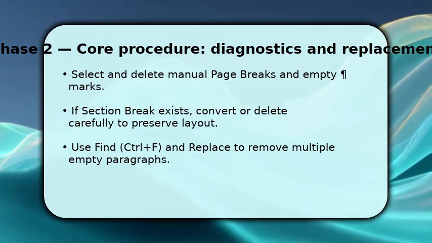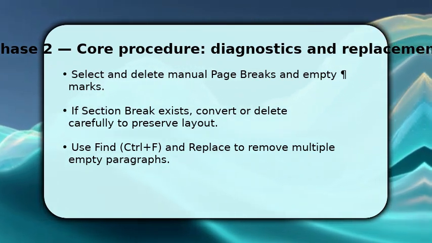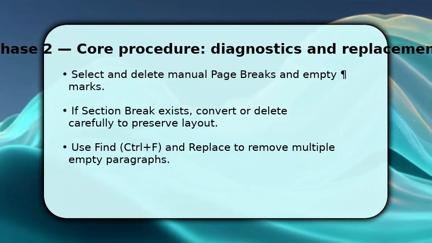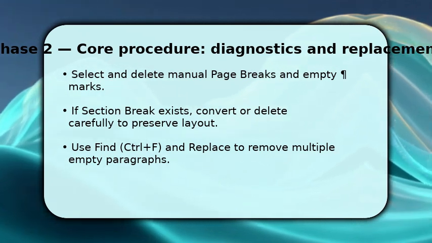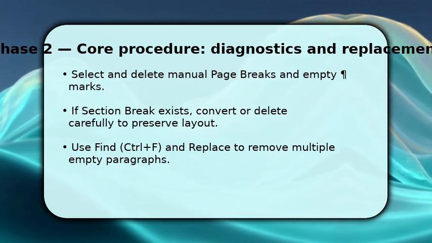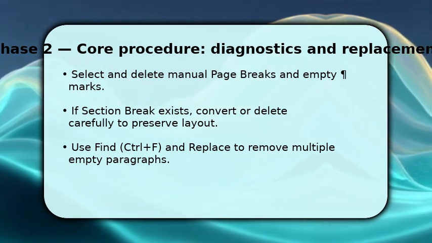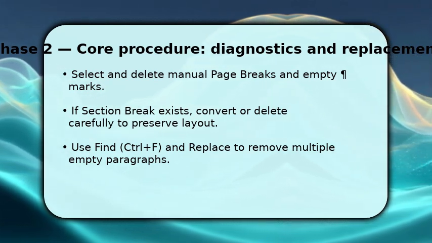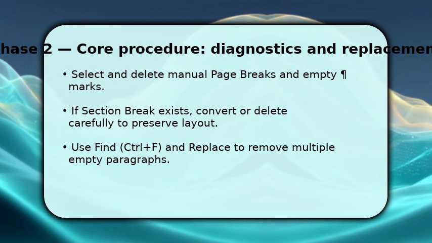First, click and drag to select any empty paragraph marks or a manual page break and press delete, short and decisive. If you find a section break, you must decide. Delete it to merge sections or change formatting so it's not forcing a page. Once you understand the difference, use Find and Replace to remove repeated empty paragraphs quickly.